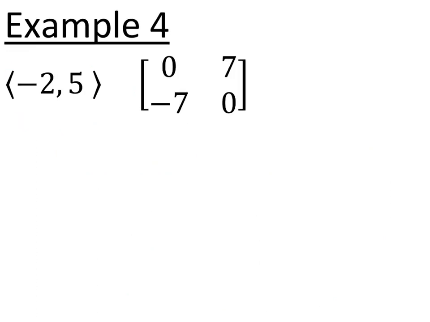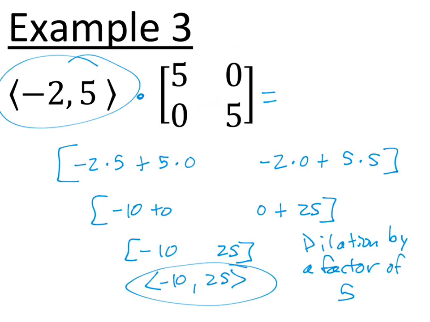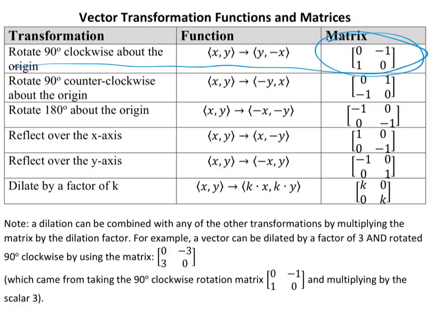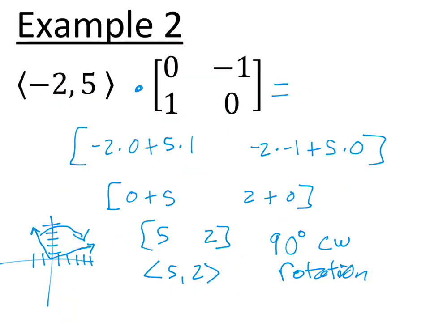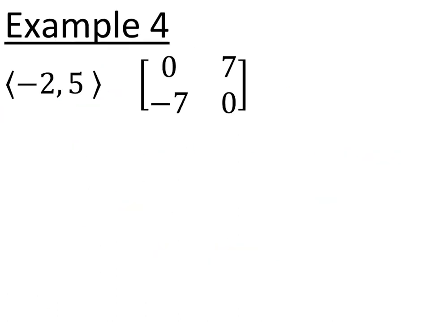And then we got our last example. This one's a little tricky. It's got numbers in here that aren't just ones, a lot like this previous one. I did want to point out in the notes, if you're multiplying by something that's not one, that's a dilation. And you can combine dilation with other transformations, and that's what this note is talking about. So let's have you try it out and see what happens. Go to example 4, pause the video, and multiply these together and see what happens.